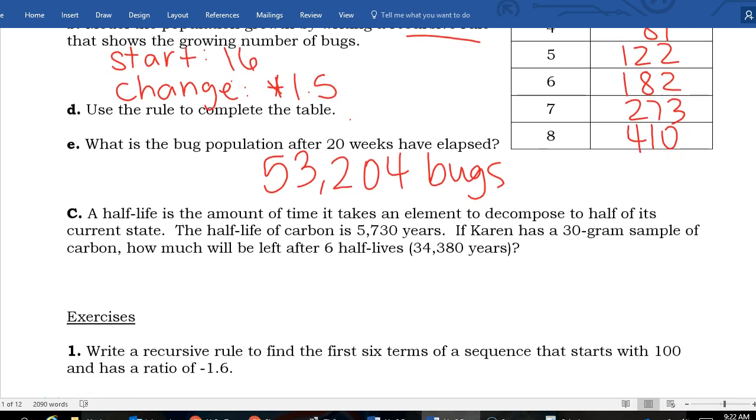The last example says a half-life is the amount of time that it takes an element to decompose to half its current state. The half-life of carbon is 5,730 years. If Karen has a 30-gram sample of carbon, how much will be left after 6 half-lives? So I'm going to write a recursive rule to help me figure this out. How much do we start with, and how are we changing?